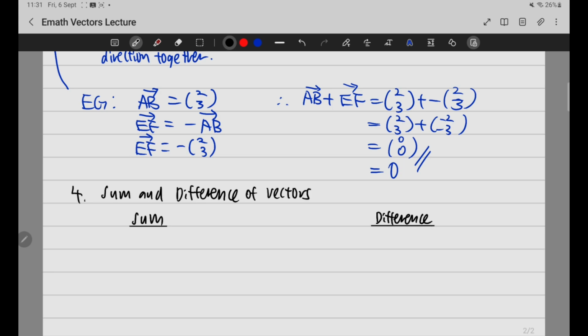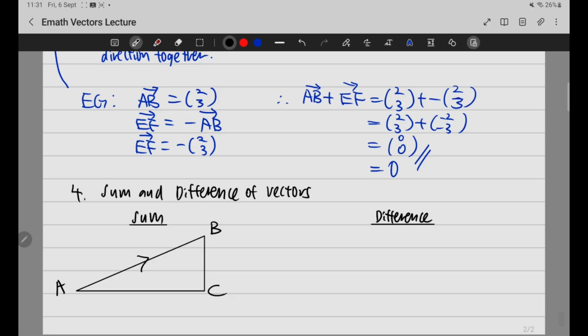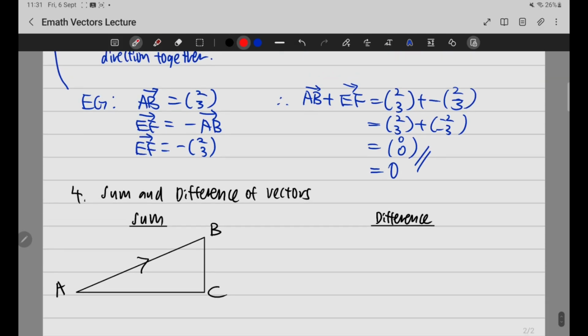So the sum of vectors is just using common sense, really. If you are confused, just look at this drawing over here. Let's say A, B, C. Now, assuming I want to walk from A to B, right? I am at A, my start is here, my end is here. I can walk from A directly to B, right? That's my shortest path from A to B.